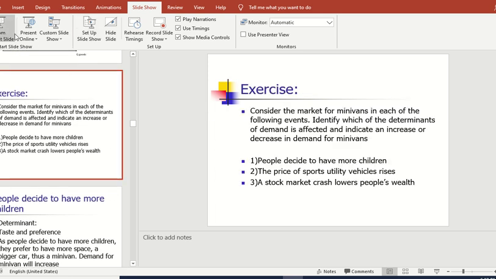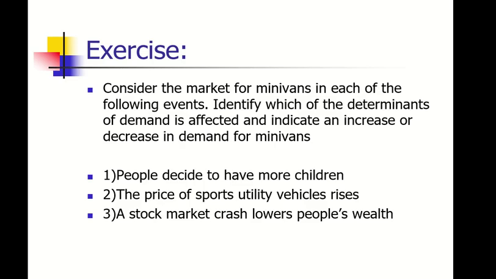So we're going to quickly go over the next two before we move on to the supply. The second scenario: the price of sports utility vehicles, SUVs, rises. The price of SUVs goes up. So let's pause the video for a couple seconds and think about the determinant of demand that is most relevant here. Once again, if you want to, you can go back to the list of the determinants of demand.